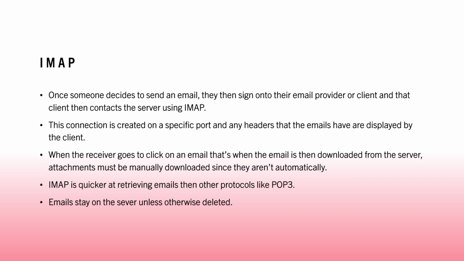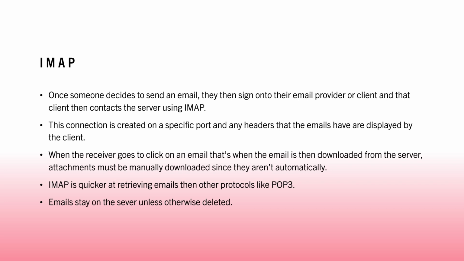Once someone decides to read an email, they sign on to their email provider or client, and that client then connects to the server using IMAP. This connection is created on a specific port, and any headers that the emails have are displayed by the client. When the receiver goes to click on an email, that's when the email is automatically downloaded from the server. Attachments must be manually downloaded since they aren't automatically.